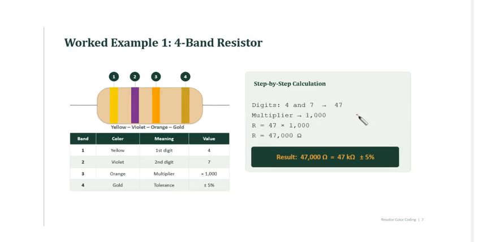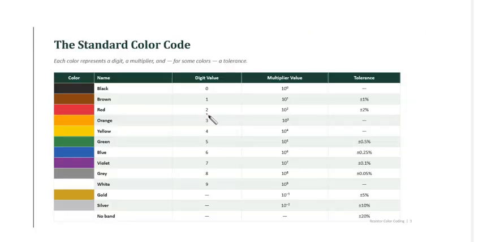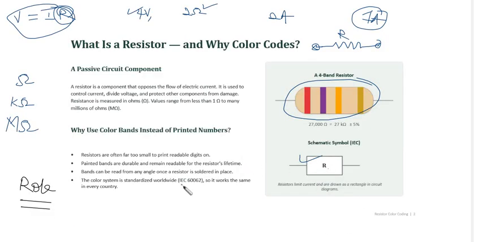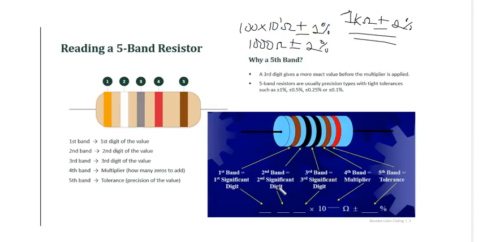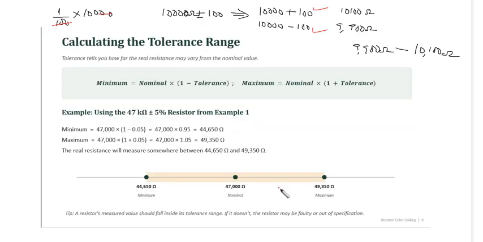To quickly mention, gold and silver are usually used as tolerance bands. You will hardly find a resistor where gold and silver are acting as digits. This is all based on the IEC standard that we have seen. So this explains how to get your tolerance range.